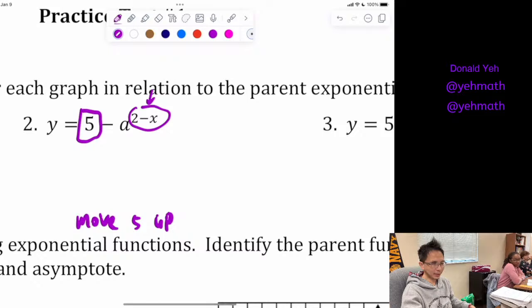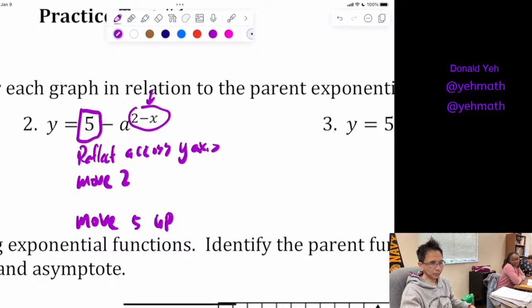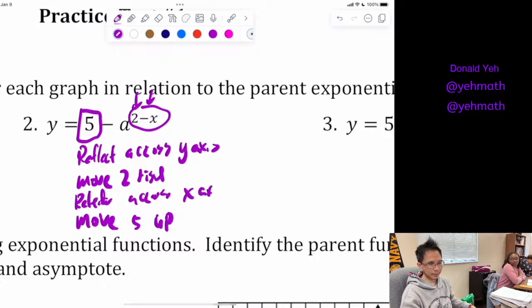One is negative x, which is reflect across the y-axis. Move to the right, because that's 2. X minus 2 or 2 minus x, same thing. And then reflect across the x-axis, because this is a negative sign here. So a lot of things happen here.